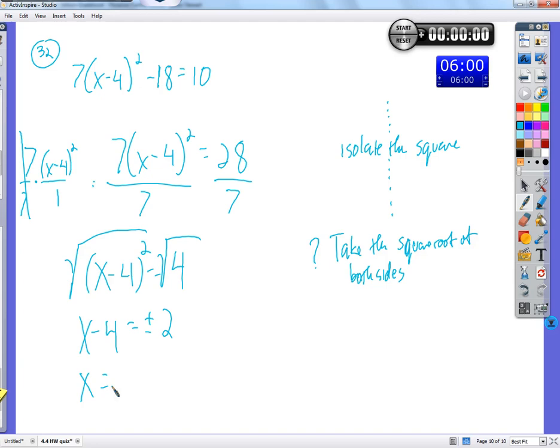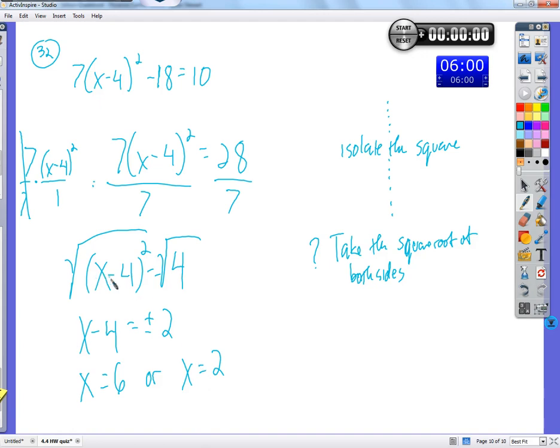Yeah, take 4 plus 2, or take 4 minus 2. 4 plus or minus 2 will give you a valid solution. Right? 4 plus 2 will give you 6, or 4 minus 2 will give you 2. Either way, you put a 6 in there, 6 minus 4 is 2, 2 squared is 4.